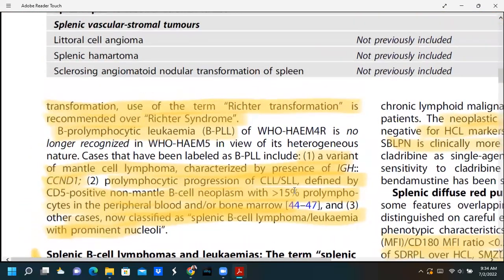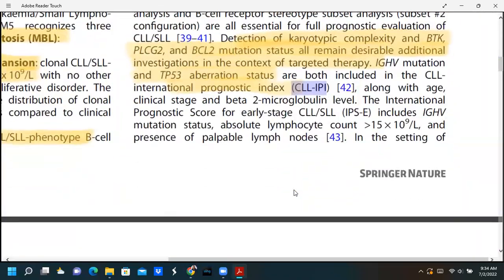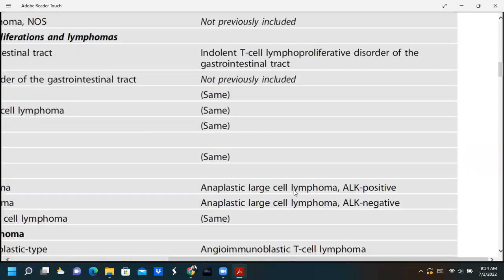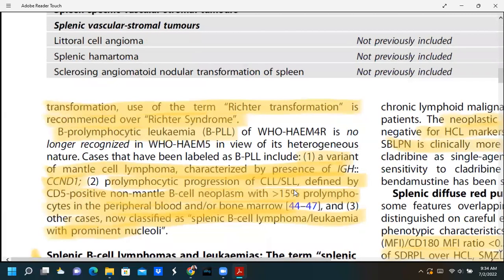Okay. And then, Richter's transformation, what they are talking about there. In the setting of transformation, use of the term Richter's transformation is recommended over Richter's syndrome. So they are still calling it Richter's transformation apparently. And we used to call it Richter's syndrome sometimes. Many people were already calling it Richter's transformation. So they are using the term Richter's transformation over Richter's syndrome.